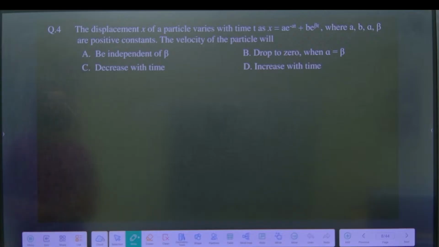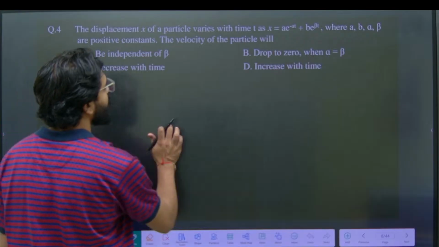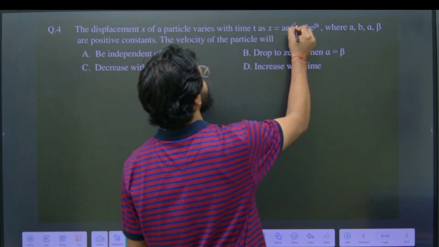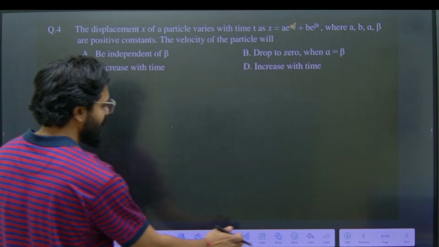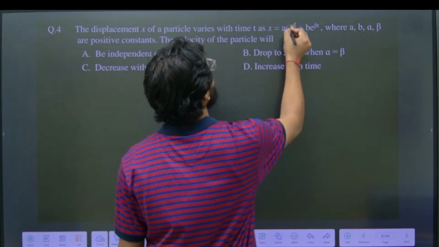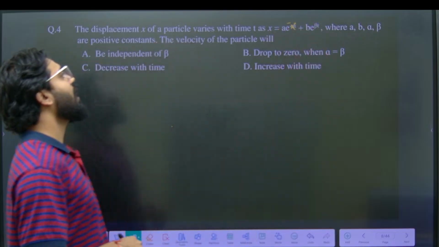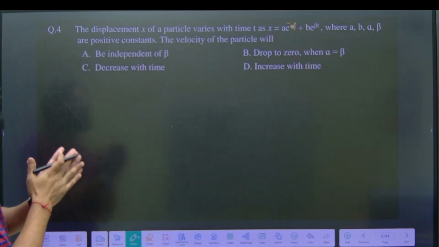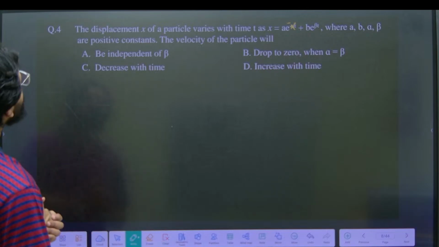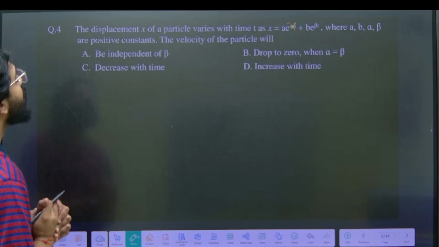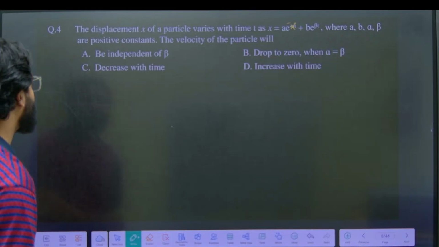So the displacement x of a particle varies with time t like this, correct? Where a, b, alpha, beta, where is alpha? There is a little correction. So this is alpha, right? Correct. So that is negative alpha. Over here it is given that a, b, alpha, beta, all of them are positive constants. So what can you say about the velocity of the particle?